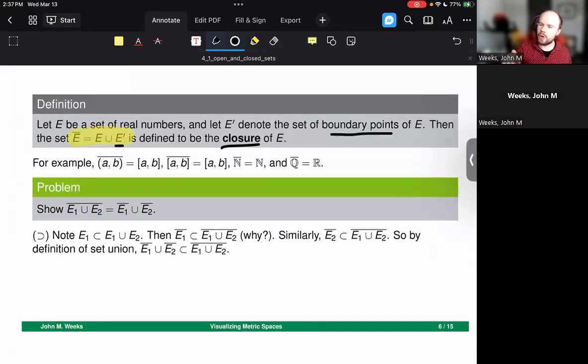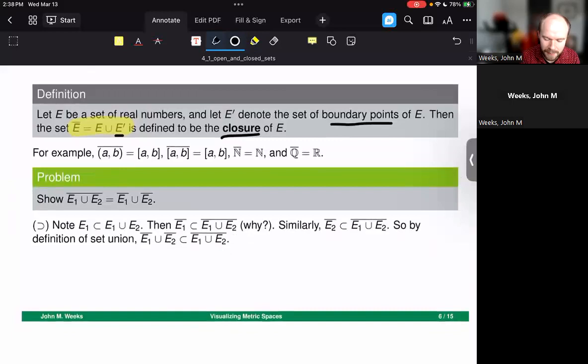So let's start by showing that the closure of E sub 1 union E sub 2 contains the closure of E sub 1 union with E sub 2's closure. Well, first we note that E sub 1 is contained within E sub 1 union E sub 2. Then I'm going to make this claim and ask you to back it up. The closure of E sub 1 is contained within the closure of E sub 1 union E sub 2. I want you to think a little bit about why that's true. Think about boundary points and how these things relate. Think about how the sets themselves are contained within one another.